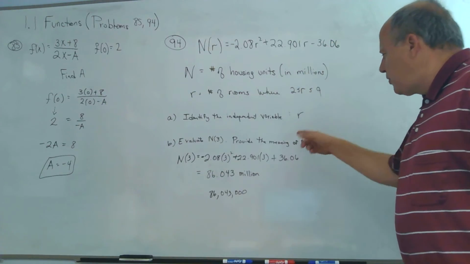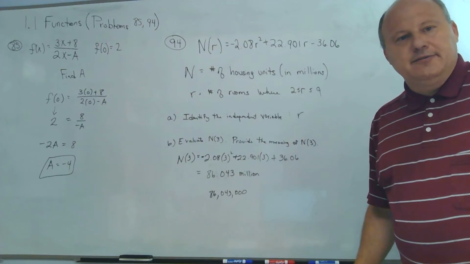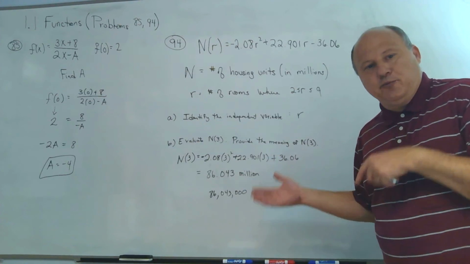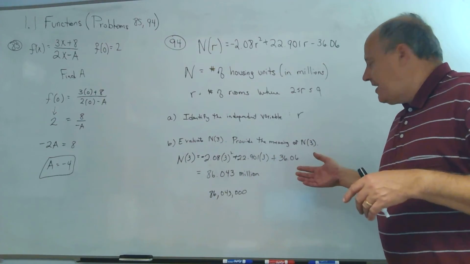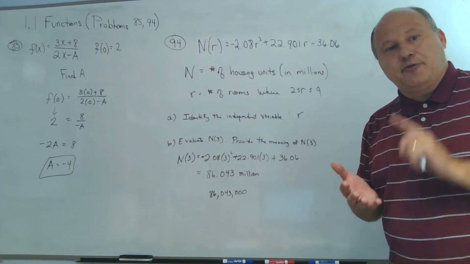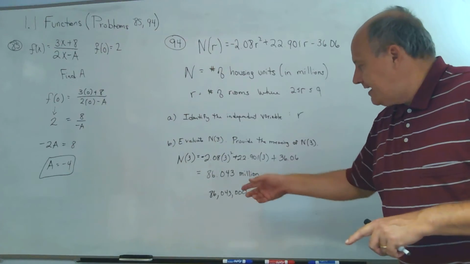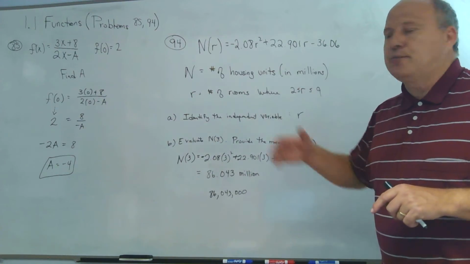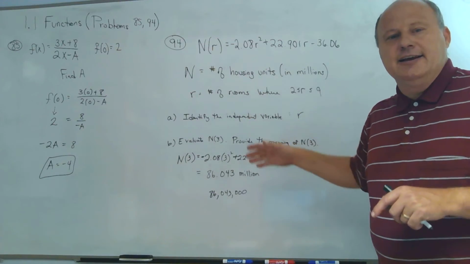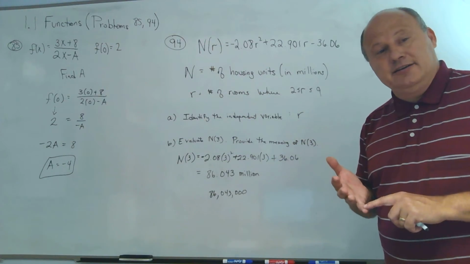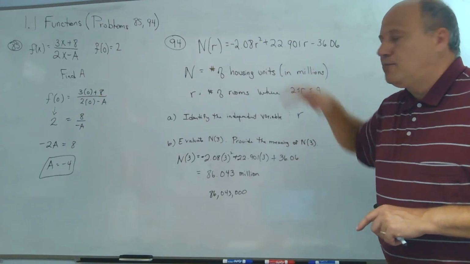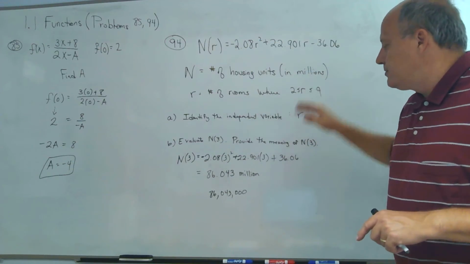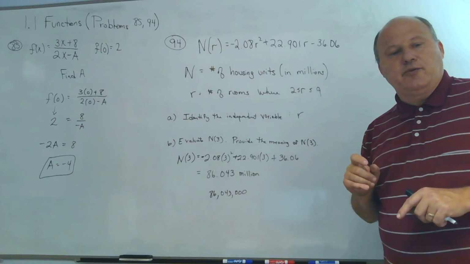Now, it was to provide the meaning of what n of 3 really is. They're basically saying the number of housing units, and you put this written in words, I'm not going to say it in words, but they're saying the number of housing units that have 3 rooms in it is 86,043,000 in this year. If you read the problem, the year 2011 is when this problem was created, and the number of housing units that had 3 rooms in it was 86,043,000.